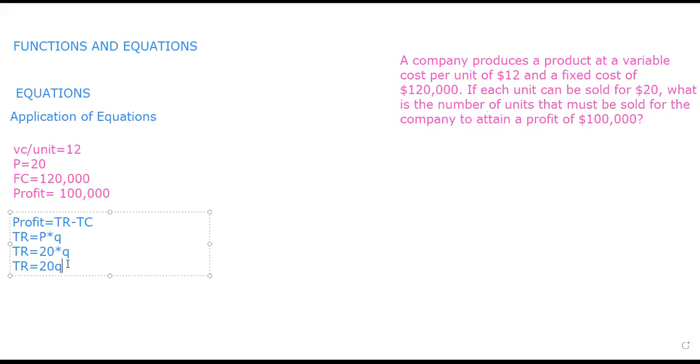Now let's move on to cost. Total cost, how do you find total cost? Total variable cost plus total fixed cost. Now, how do you get TVC? TVC, total variable cost, is the variable cost per unit times quantity. I'll make VC the variable cost per unit, so TVC is VC times Q, plus TFC.